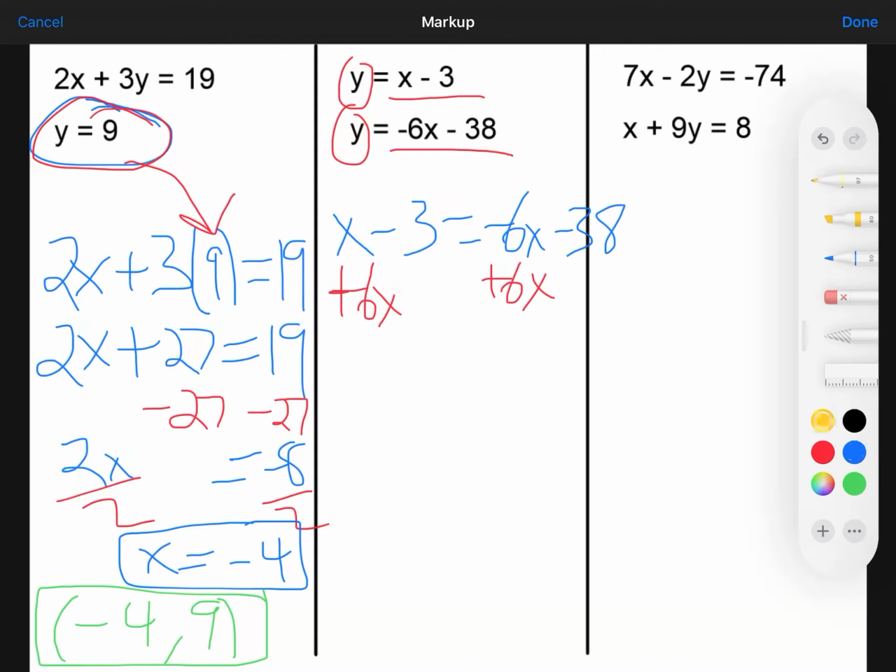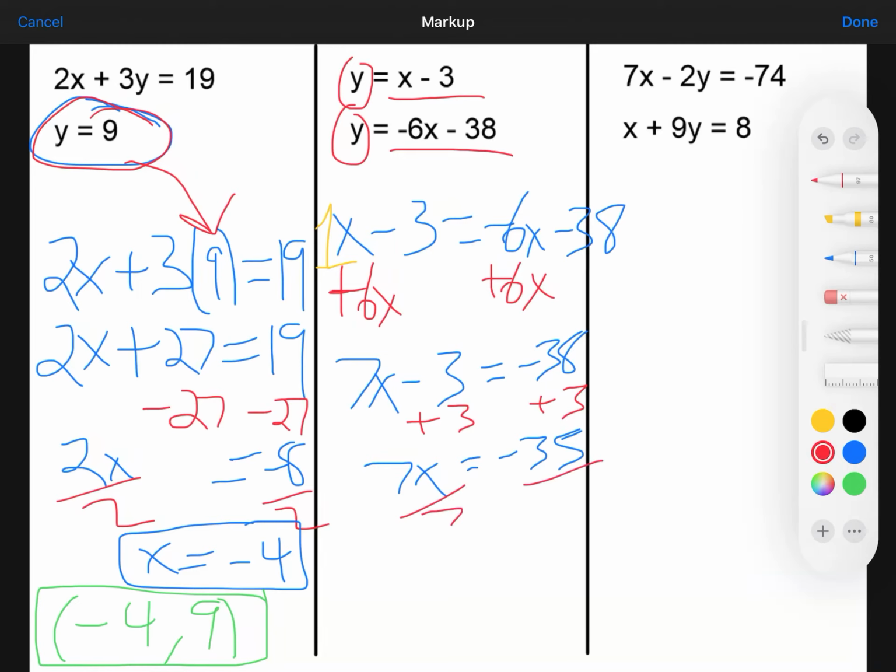Please be careful here. X is the same as 1x. So 1x plus 6x is 7x. 7x minus 3 equals negative 38. 7x equals negative 35. And we divide by 7 to get x equals, careful, negative 5.